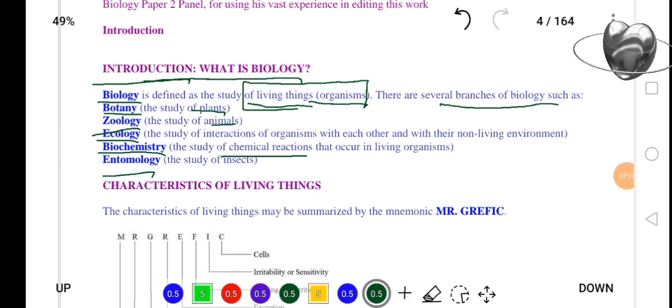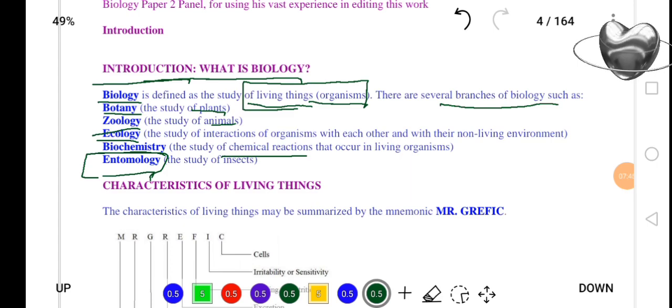Entomology. When we are studying the behavior of insects and the animal kingdoms, we are going to be discussing the behavior of insects. So when we are studying insects, we study that under the branch of biology which is known as entomology.